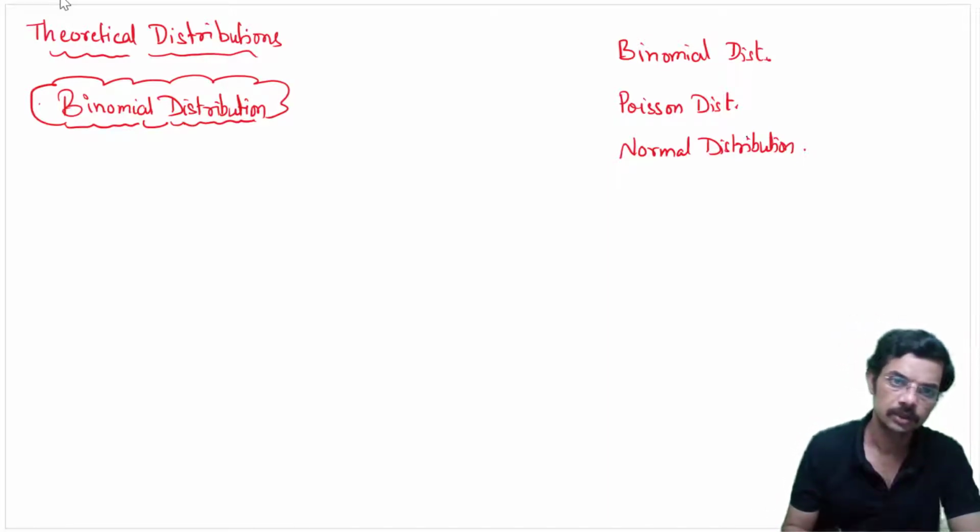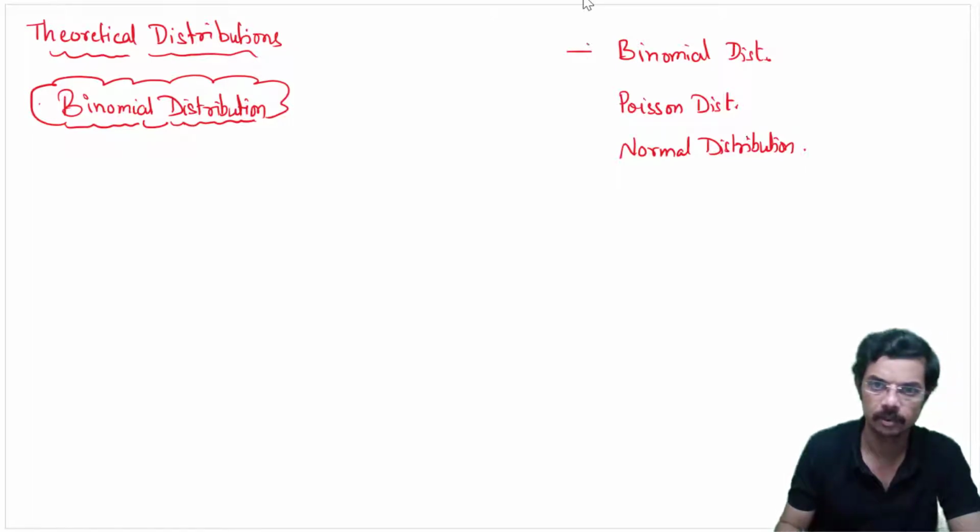Okay, today we shall be discussing theoretical distributions, and in theoretical distributions there are three types which we are going to discuss in our syllabus. The first one is binomial distribution, the second one is the Poisson distribution, and the third one is normal distribution.